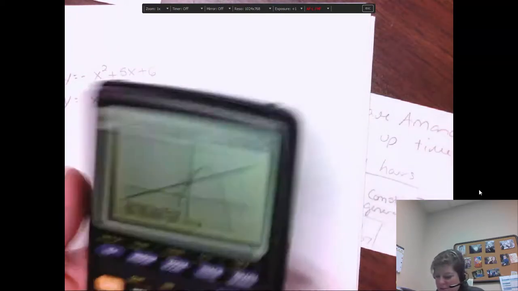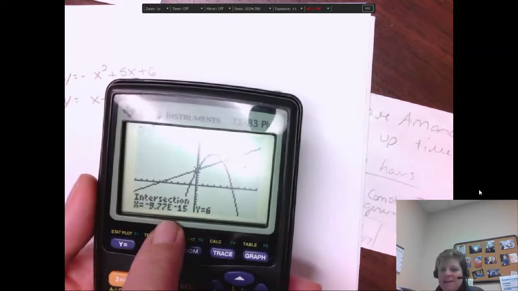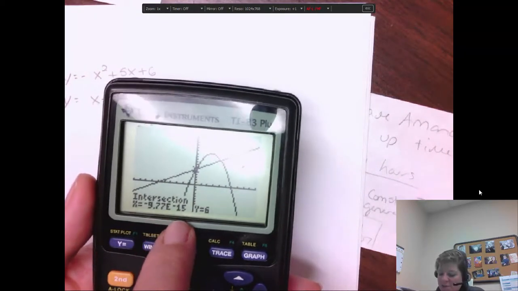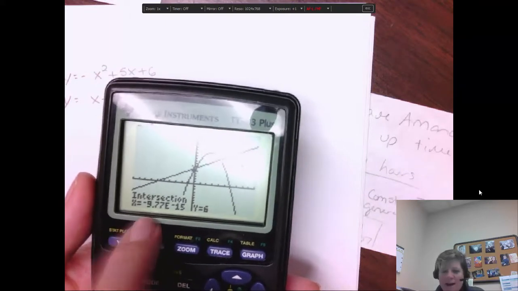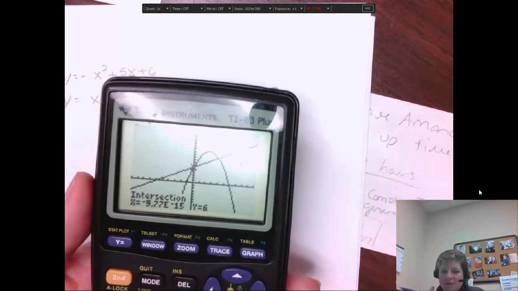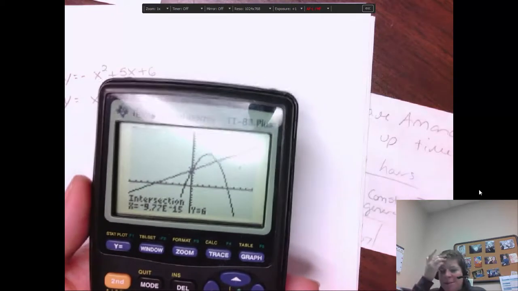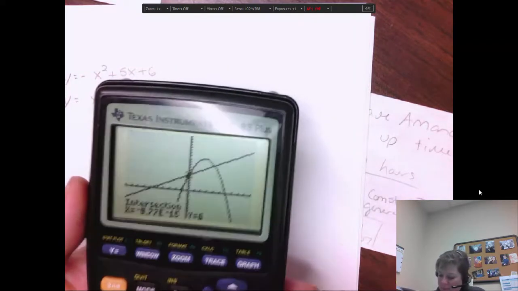It gave a decimal, and this one doesn't have a decimal answer, so it's a little bit off, but it's close. If we see the E in there, that means it's scientific notation, and it's moved over negative 15 times. So if you move that decimal over negative 15 times, you're going to have 0.00000000000000159. So you can see that it's about 0 is where that one says it's at.